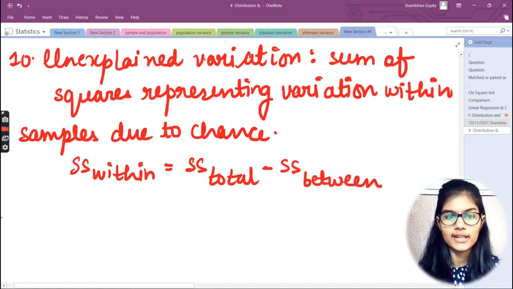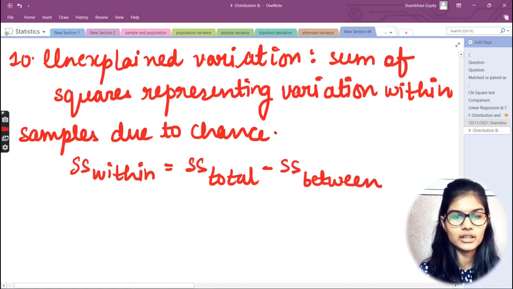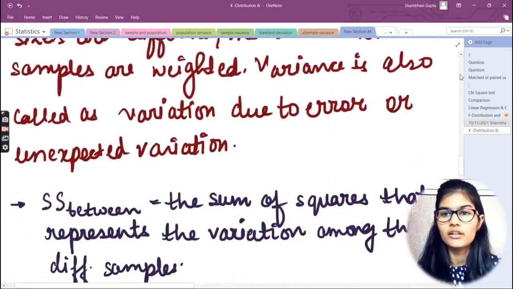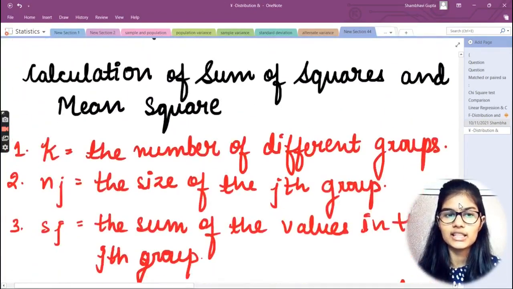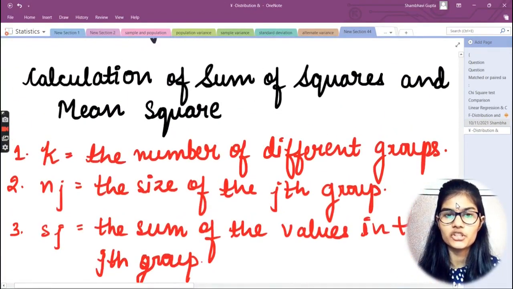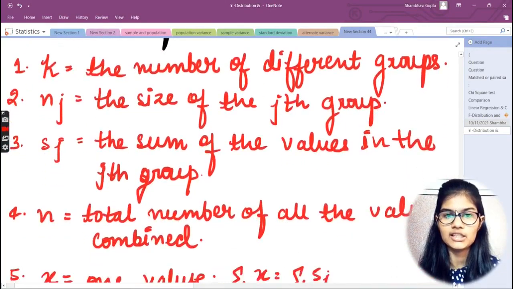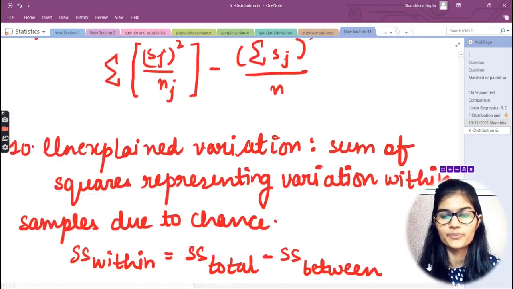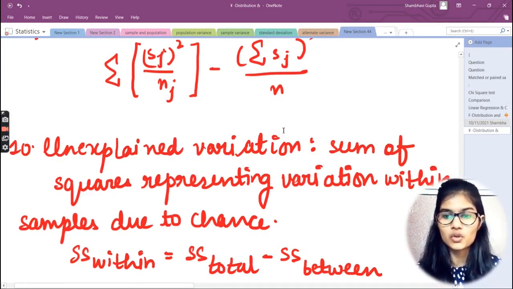Now we have some more things to be noted down, but right here I'm just going to stop for this particular video. We had seen the different ways for the calculation of the sum of squares and the mean square. So these were the different ways that we have seen right here. Hope you got the idea very clearly regarding how we will be able to do all of these things.